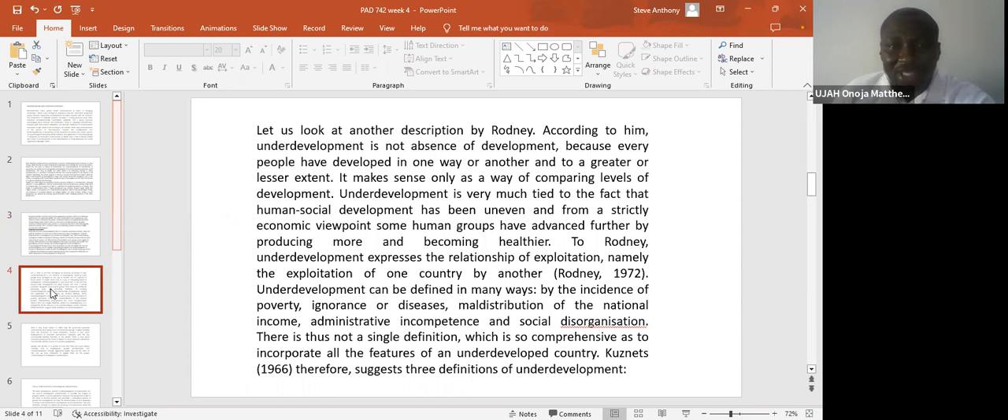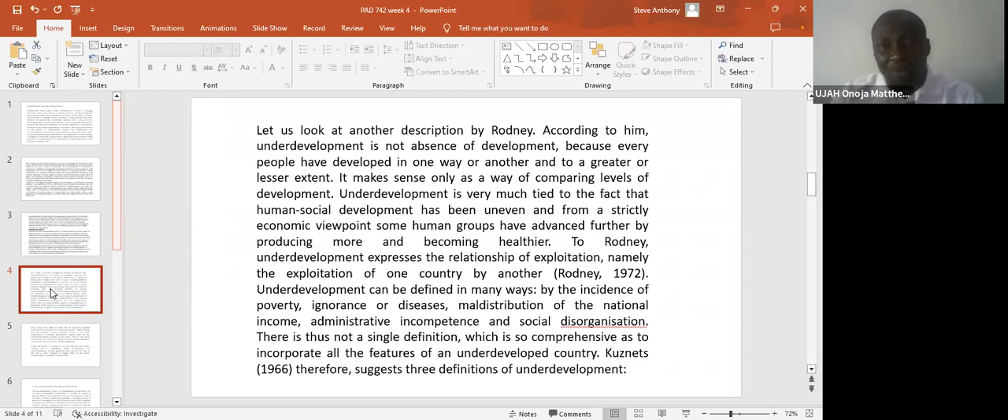According to him, underdevelopment is not absence of development, because every people have developed in one way or another, and to a greater or lesser extent. It makes sense only as a way of comparing levels of development. So if you look at this statement by Walter Rodney, development can be measured from different angles, but it only makes sense to understand underdevelopment when you compare levels of development. For instance, when you compare the levels of welfare or per capita income of, say, Nigeria with the USA, you will be able to understand effectively what development and underdevelopment are about, because the one for America will definitely be higher than the one here.